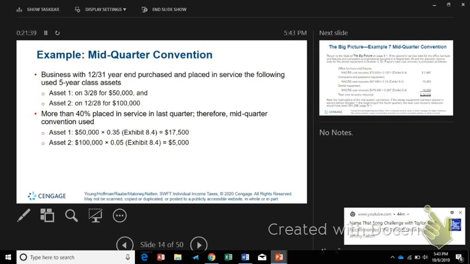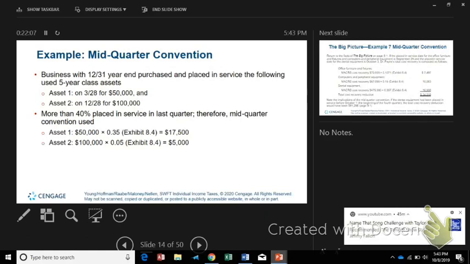All right, and what was the percentage? 40%. If more than 40% of your purchases occurred in the fourth quarter, you have to use the mid-quarter. So how much of my purchases occurred? Did more than 40% of my purchases occur in the fourth quarter? Yes, they did. All right, so in this case, I have to use the mid-quarter.